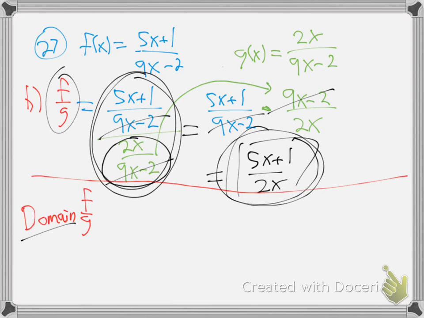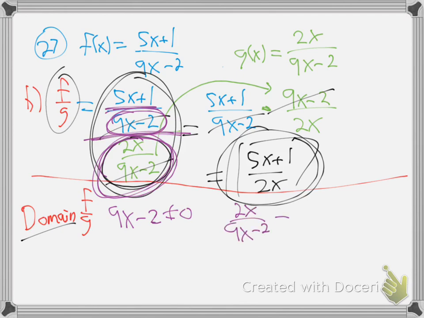You say anything under a bar, we call that a denominator, can't be zero. Do you notice there's two things under bars? This whole thing is under this bar, and this guy is under this bar. Two denominators, two of them, right? So the 9x minus 2 all by itself can't be zero. And the whole 2x over 9x minus 2 cannot be 0. They're both denominators. They're both not allowed to be 0.